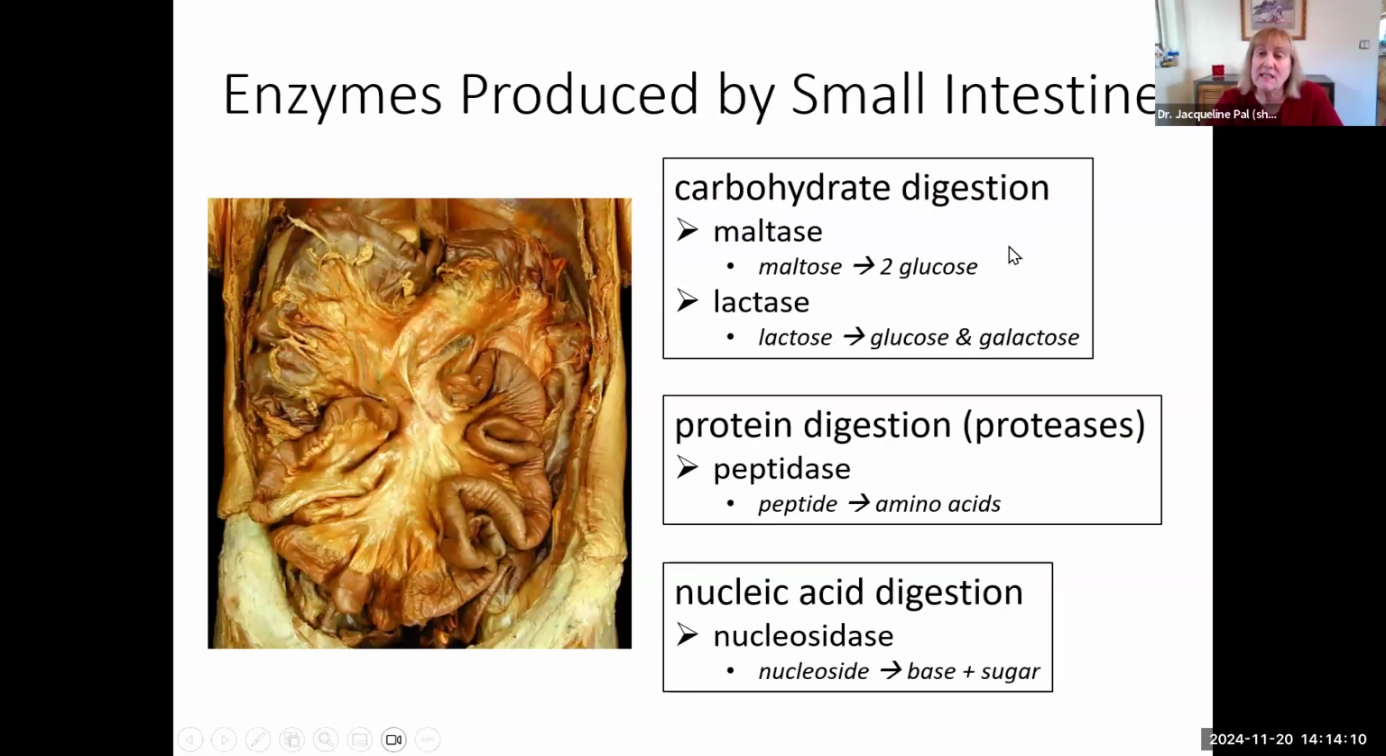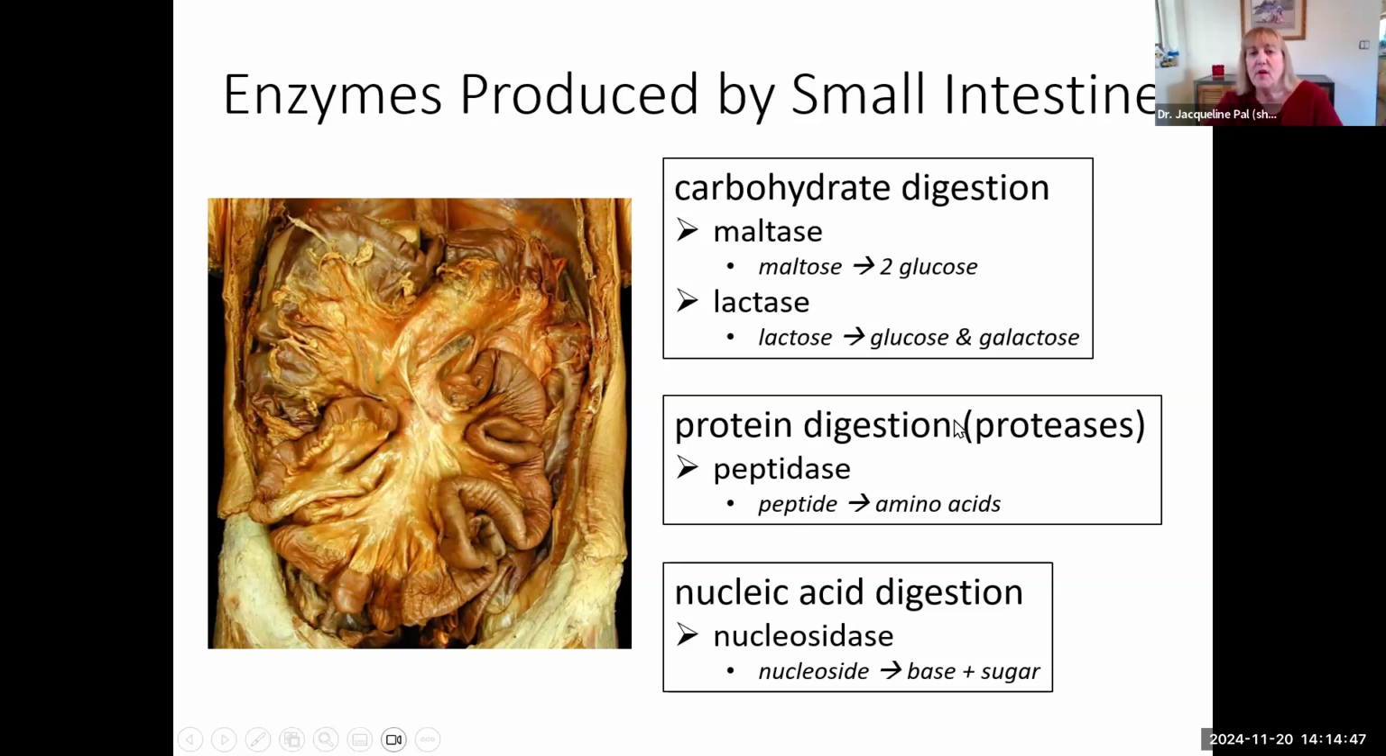So our small intestine has cells that can produce enzymes. We do have enzymes that help with carbohydrate digestion of some disaccharides. For example, we have maltase, which will break down maltose into a couple of glucoses. We have lactase, which will break down lactose into glucose and galactose. You don't need to know what maltose or lactose is made of, but I think you can figure out maltase is for maltose and lactase is for lactose.